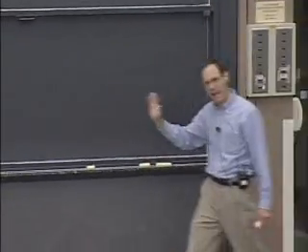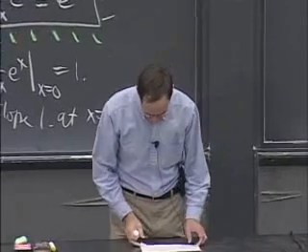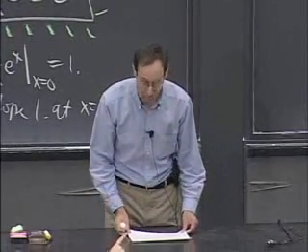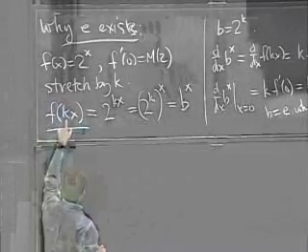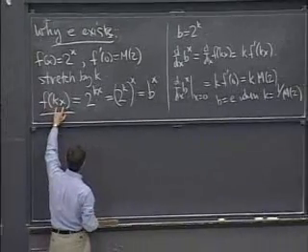So we still don't know what k is. We still don't know what E is. But at least we know that it's there somewhere. Yeah? How do you know it's f of kx? How do I know? Well, f of x is 2 to the x. If f of x is 2 to the x, then the formula for f of kx is this.